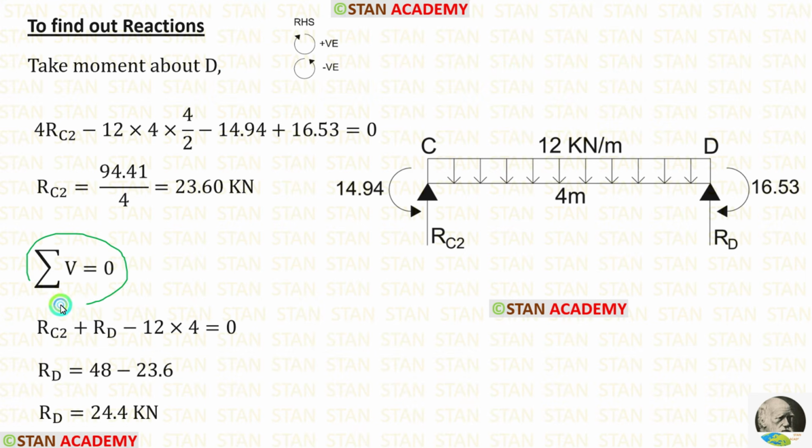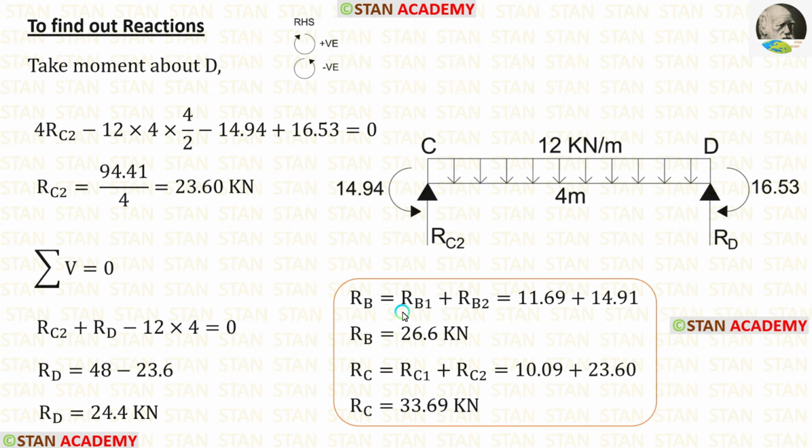Using the rule, summation of vertical forces is equal to 0, we can calculate RD, which is equal to 24.4 kilonewton. Now, let us add RB1 and RB2. After adding, we are getting RB, which is equal to 26.6 kilonewton. Also, let us add RC1 and RC2. After adding, we are getting RC, which is equal to 33.69 kilonewton.